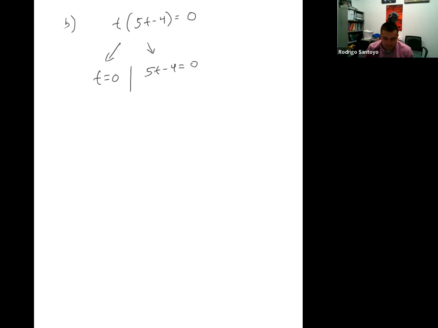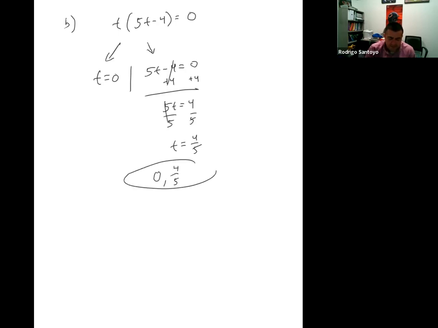All right, so it should be a nice, easy problem. We just add 4, get 5t equals 4, divided by 5, divided by 5. We get an answer of 0 and 4 over 5. Any questions here, y'all? Any questions?